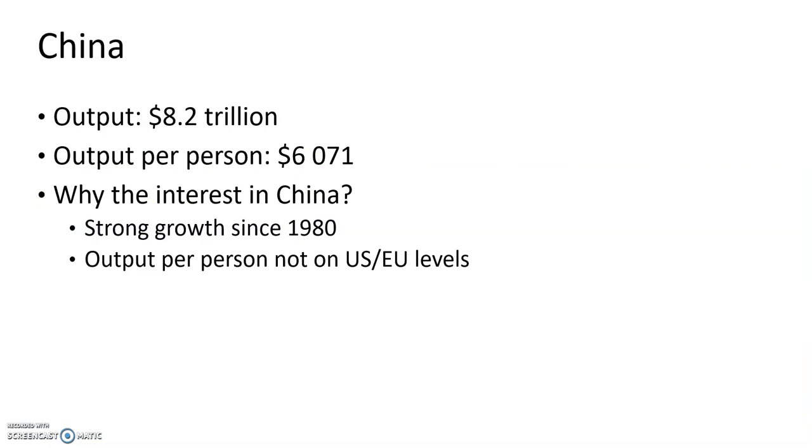Looking at China, China had an output of $8.2 billion in 2012 at current prices, and the output per person was $6,071. So why the interest in China? China showed strong growth since 1980, and their output per person is not at US-EU levels.